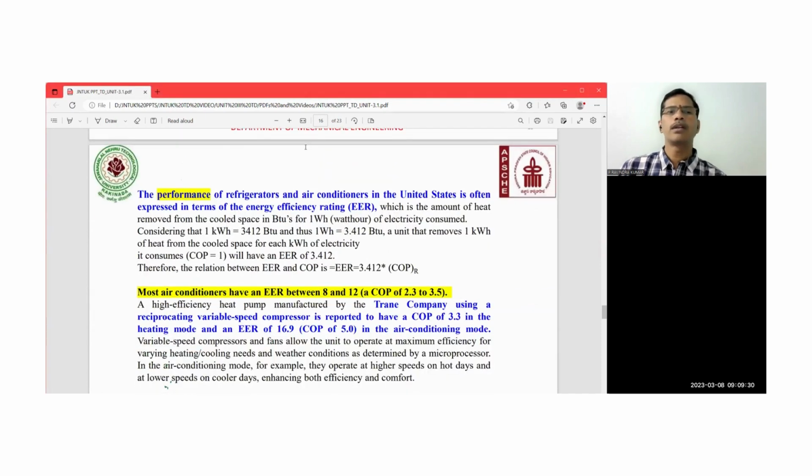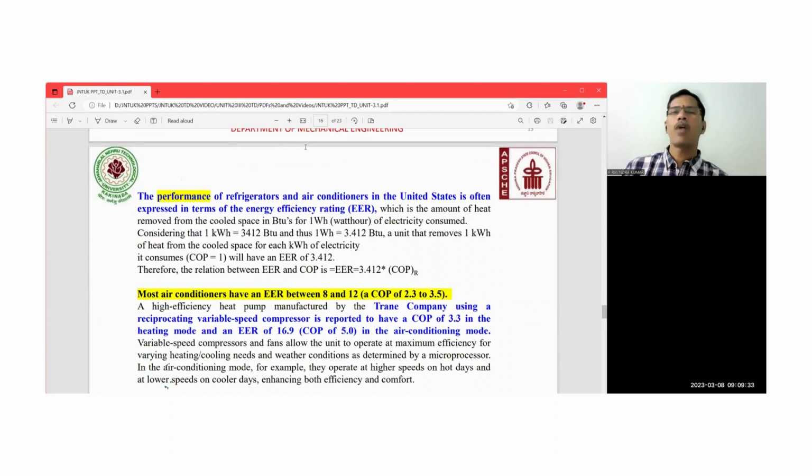So next, another thing is the performance of the refrigerator. How are you going to mention the performance of a refrigerator? Always the performance of a refrigerator is mentioned in terms of energy efficiency rating, right? The performance of refrigerators and air conditioners in the United States is often expressed in terms of energy efficiency rating. That is nothing but the amount of heat removed from the cold space in BTU, the British thermal unit, for 1 kilowatt hour of electricity consumed.